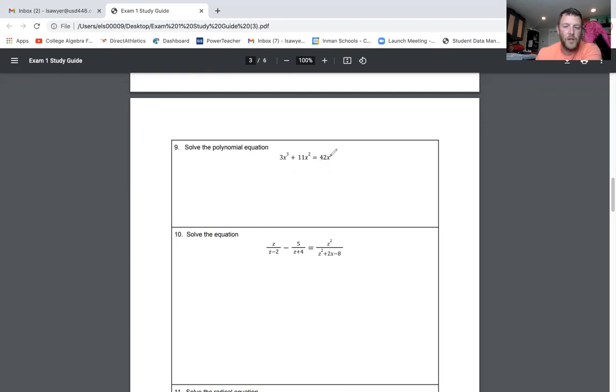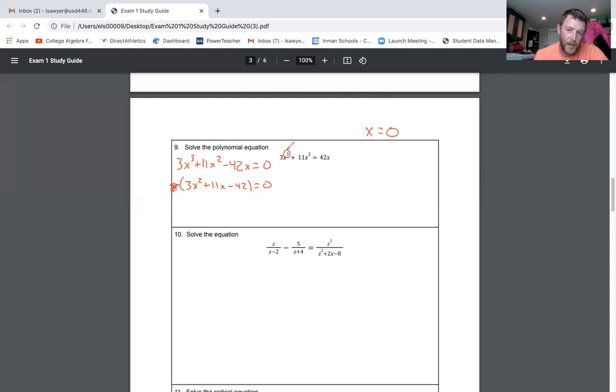So first thing I need to do is minus my 42x over. So I get 3x cubed plus 11x squared minus 42x equals 0. Have to set it equal to 0. Then pull out what you can. Well, I can pull out an x. So I'm left with 3x squared plus 11x minus 42 equals 0. Now what I like to do is go ahead and write all my answers. So anytime I can factor something like this out, I can set it equal to 0 right away. So x has to be 0. So that's 1. Now I can forget about doing this.